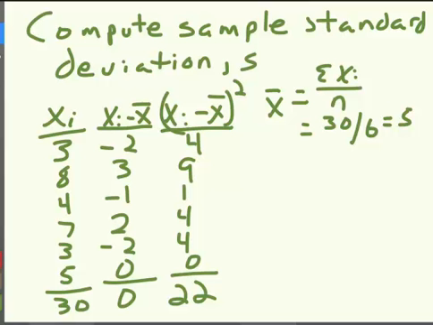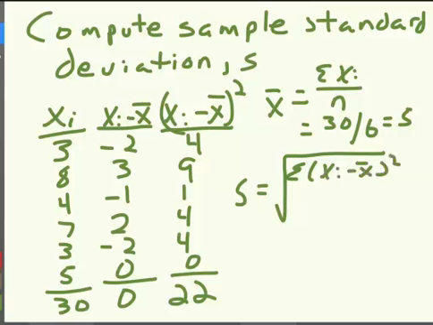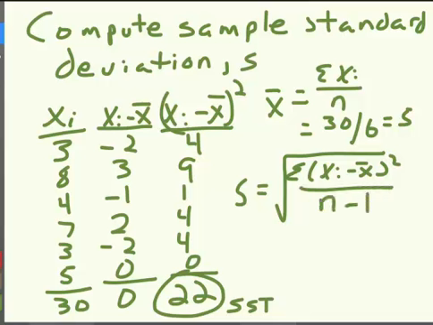So the standard deviation, the sample standard deviation, is equal to the square root of the sum of the x minus x bar squared. That's this 22 down here, and it's sometimes referred to as sum of squares total, divided by n minus 1. And n minus 1 is something called degrees of freedom, or df. For now, just think of it as it is n minus 1. And we'll talk about degrees of freedom a bit more later in the semester.